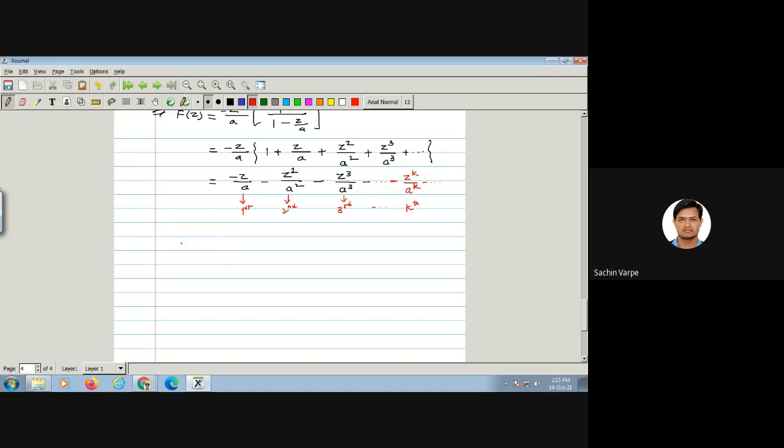As we know, let me write the definition of the Z transform. Z transform of f of k is the infinite summation of f of k z raised to minus k. So what is this f of k? This is the general representation of the series, f of k z raised to minus k. So f of k is the coefficient of z raised to minus k at the kth position. Am I right?